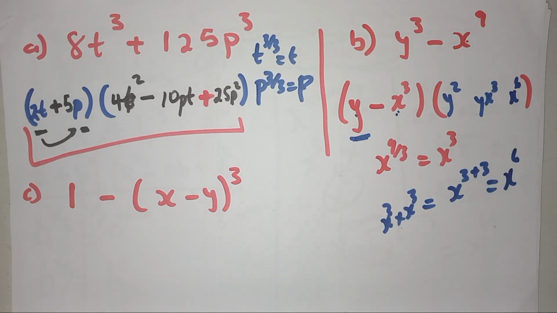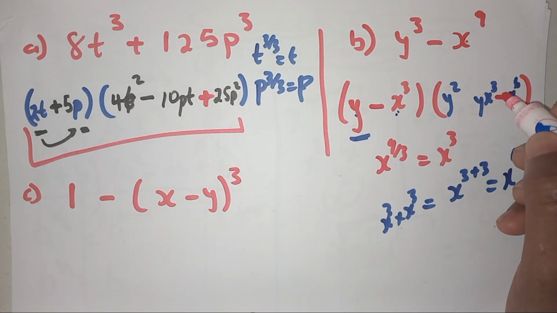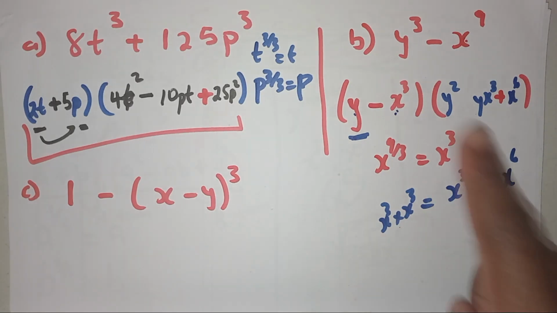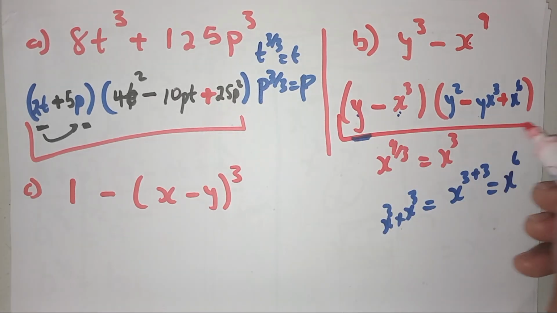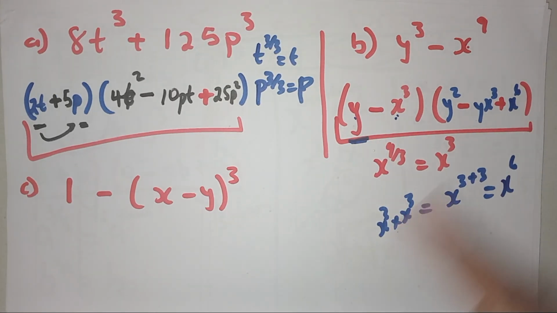From here, since we have x exponent 6, this one is always positive. You write positive here. This one will be the opposite of this one, and then you write minus. This is the factorized form for the above problem.